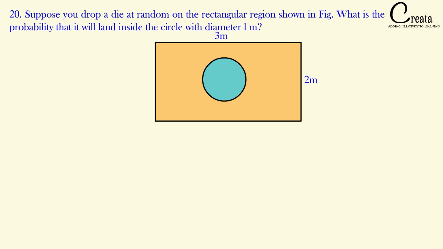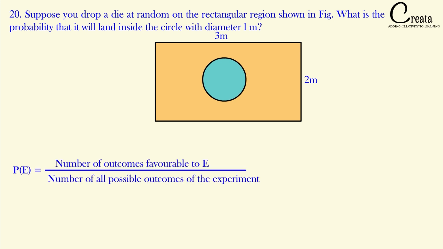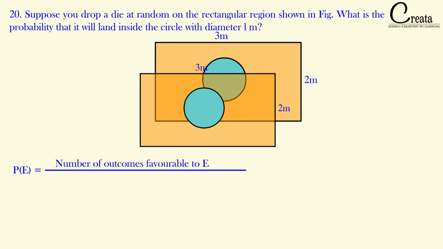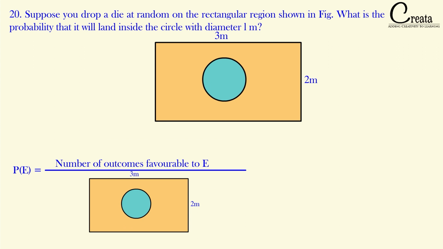So let's use the formula of probability. We will start with the denominator, that is the total possible outcomes. What is the total possible outcome of rolling the die? The total possible outcome is the area of this rectangular region. This complete rectangular region will come in the denominator because we are rolling the die on this rectangular region. So that comes out to be 3 into 2, that is 6. Let's move to the numerator.